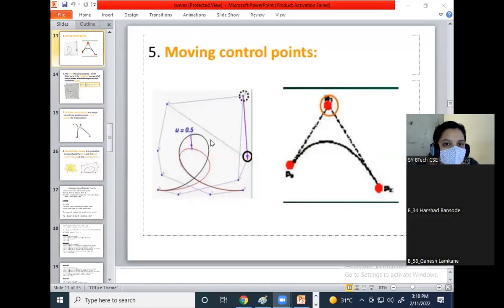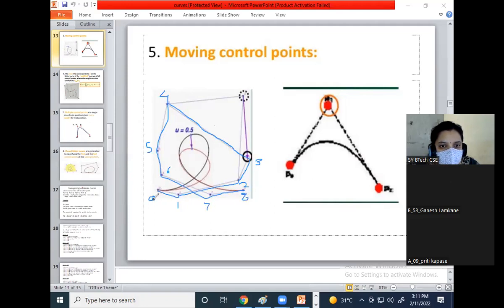Then next is, if I am going to move the control points, then the shape of the curve changes. We have already seen that if I move a control point, it changes the shape. So here it is shown that this is your first point. This was the earlier diagram of the control points. So these are control points number 0, 1, then 2, then 3. Here is 4, 5, 6, 7, and 8. The Bezier curve is passing through the 0th point and the 8th point.